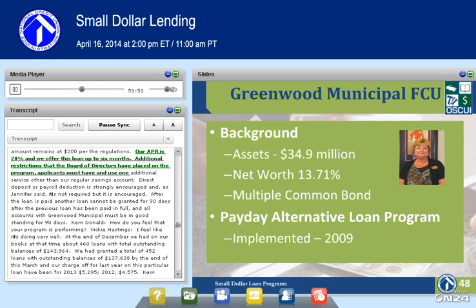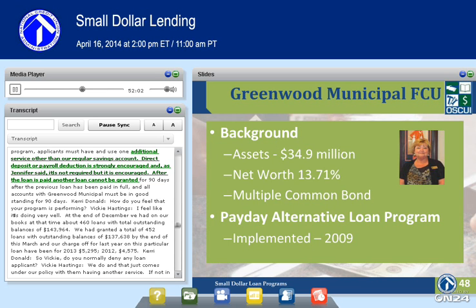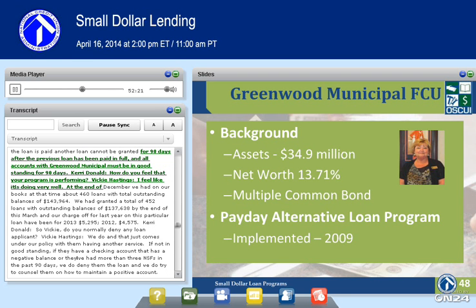Additional restrictions that the Board of Directors have placed on the program: applicants must have and use one additional service other than our regular savings account. Direct deposit or payroll deduction is strongly encouraged. And as Jennifer said, it's not required, but it is encouraged. After the loan is paid, another loan cannot be granted for 90 days after the previous loan has been paid in full. And all accounts with Greenwood Municipal must be in good standing for 90 days.